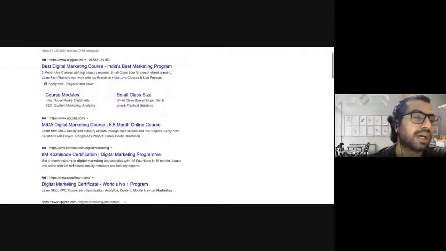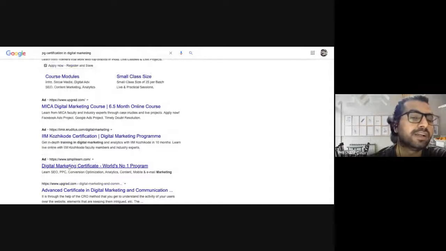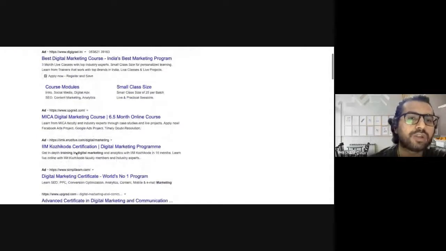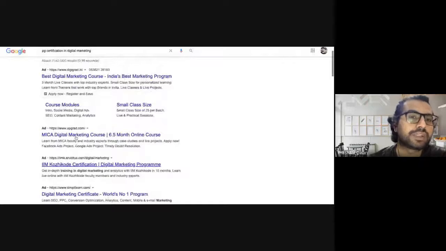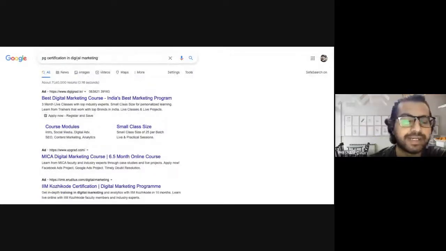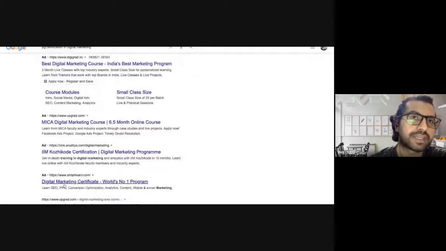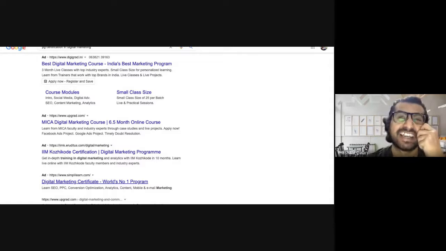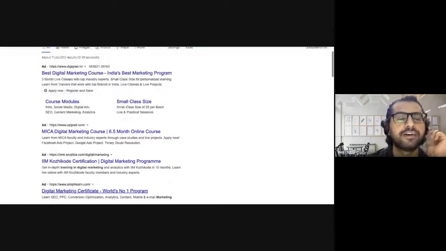IIMK has the third highest bid, and Simplilearn the fourth highest bid. So all of them have bid on this keyword on Google advertising, and their rankings are according to their bids: highest, second highest, third highest, and fourth highest. And those who have the fifth or sixth highest bid will not rank on the first page. They lost this auction. There is no place for their website content on the first page.